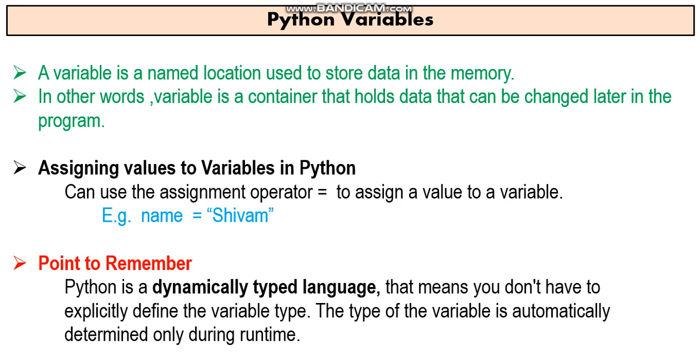But in Python we don't need to do this. We can directly create a variable and assign a value to it. The Python interpreter will take care of everything. So this was the theoretical part. Now let's jump directly to the coding part.